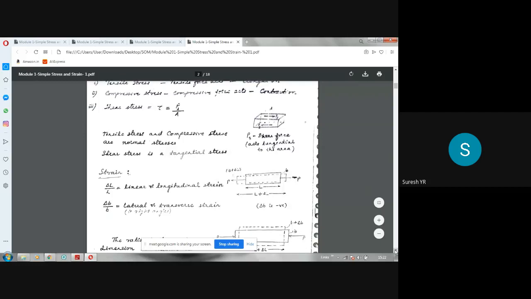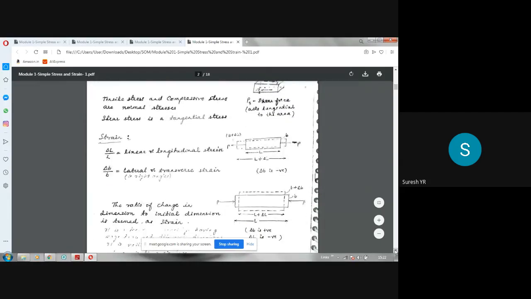Now coming to the strain. Strain is defined as the ratio of the change, that is, the amount of deformation, to the original dimension. Change in dimension to original dimension.